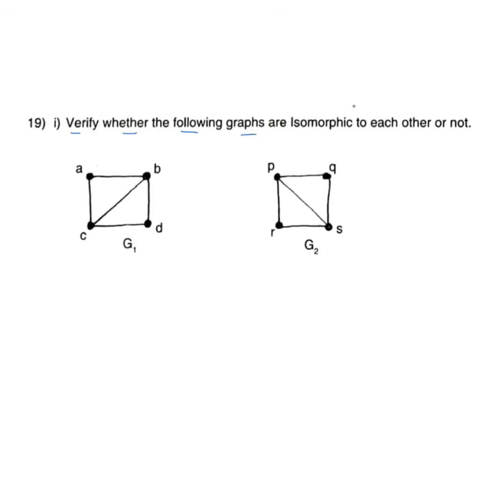Verify whether the following graphs are isomorphic to each other or not. To check isomorphism, we have some conditions. We'll see how to find this isomorphism. We have to take G1 and G2. First we have to find the vertices. What is a vertex? A vertex is nothing but a point. We have to see how many points are there in G1 and G2.